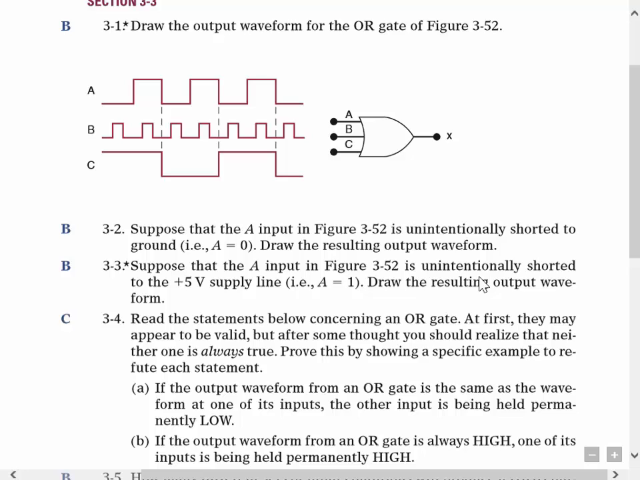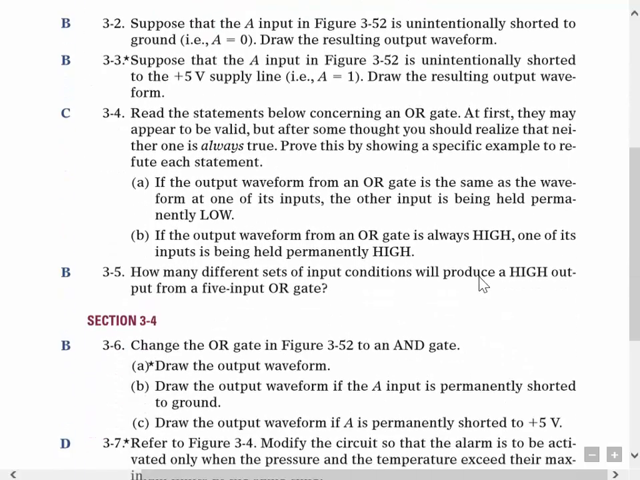Now it says, suppose the A input is unintentionally shorted to ground. As you look at problem 2, you're assuming that this input is all low, so you base your signal on just these two inputs. Again, these are the questions that I'm going to be pulling for the exam. So that's why I want to make sure that you do 3-1, 3-2.